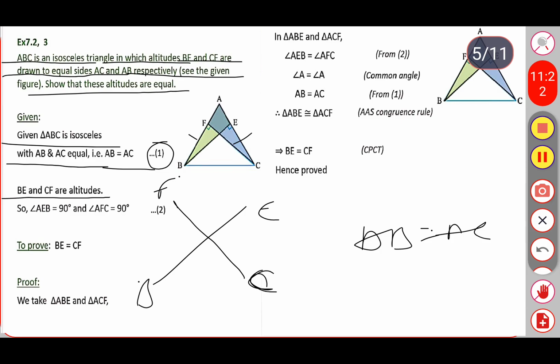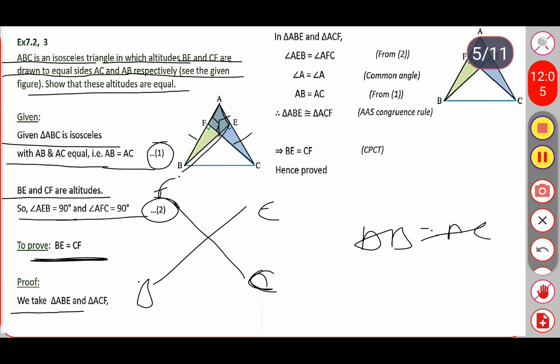BE and CF are altitudes. If BE and CF are altitudes, it will form a 90-degree angle at the point of intersection. Therefore, angle AEB and angle AFC are 90 degrees. So these two angles are 90 degrees each. Consider that one as equation 2. So what we need to prove here? The altitudes, the perpendicular lines, are equal. It means we need to prove here BE is equal to CF.